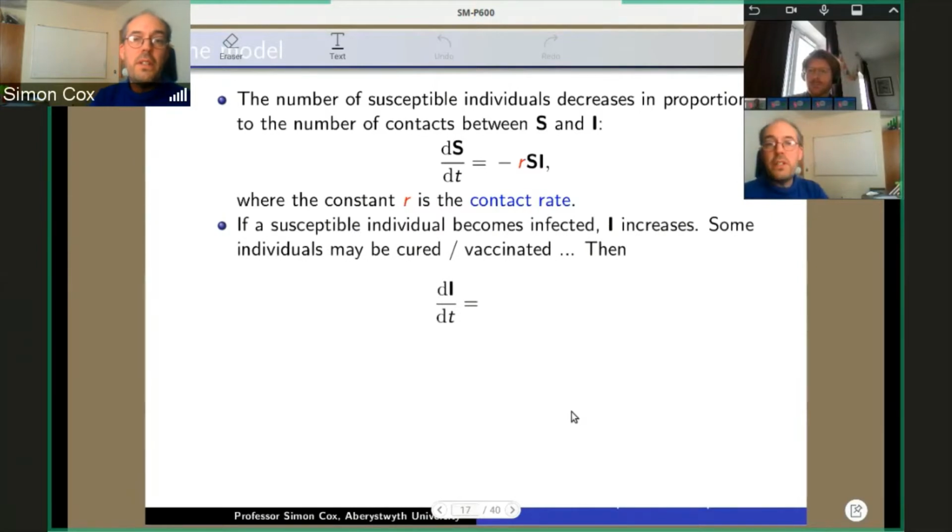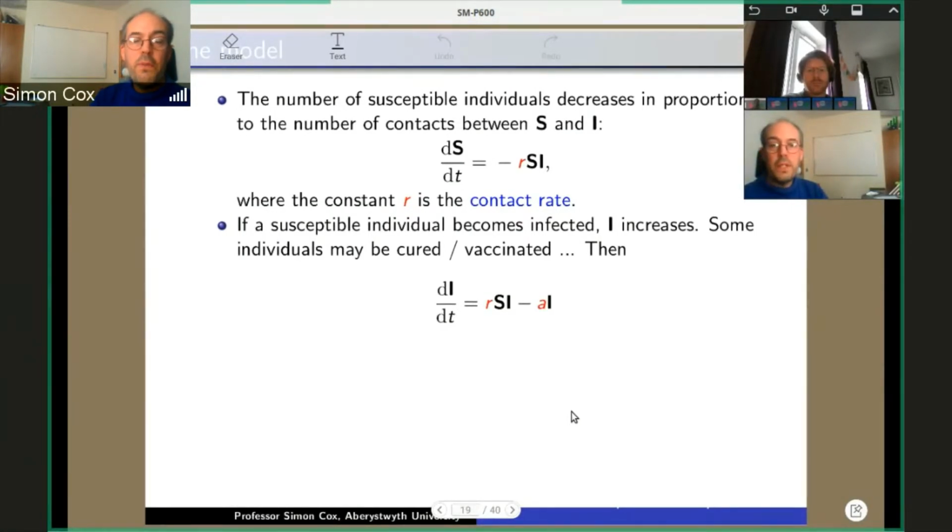Our second equation tells us how the number of infected individuals changes. And so there are two things to think about here. One is, from the first equation, if a susceptible individual becomes infected, then that will increase the number of infected individuals. So dI by dt, the rate of change of the number of infected individuals, is going to be equal to R times S times I. But then there's another thing to consider, is that individuals may be cured or vaccinated or in some other way removed, and the number of individuals who are cured in this way should be proportional to the number of infected individuals.